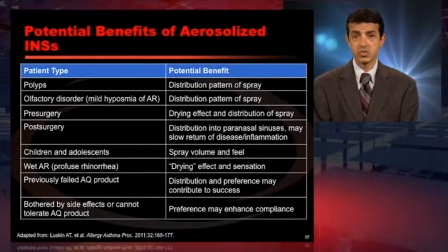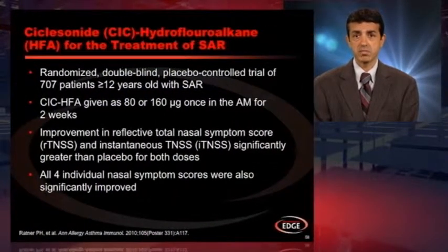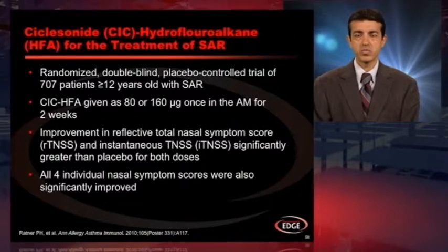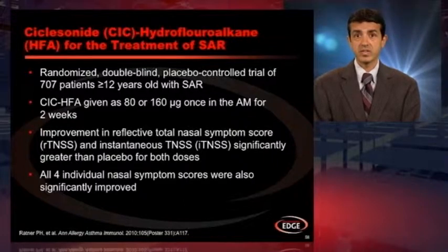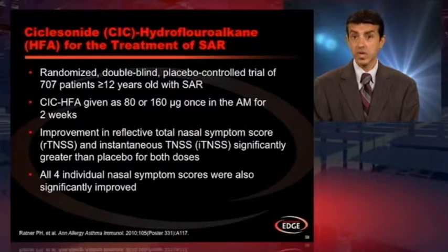Well, let's look at the 2 new aerosolized products in the market briefly. Obviously, I can't show you all the data, but we'll show you some. First is the ciclesonide HFA, which is approved for the treatment of SAR. This is a randomized, double-blind, placebo-controlled trial, very standard design, 707 patients greater than 12 years of age with seasonal allergic rhinitis. The ciclesonide HFA was delivered as either 80 micrograms or 160 micrograms once in the AM for 2 weeks. Improvement was shown in the reflective total nasal symptom score as well as the instantaneous.